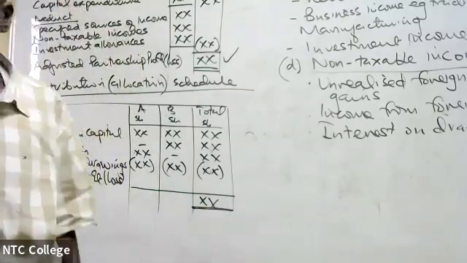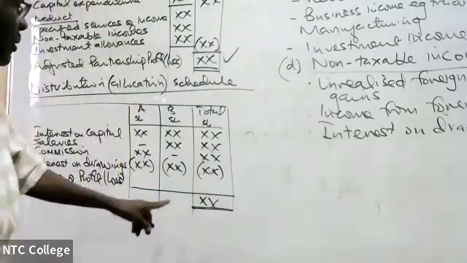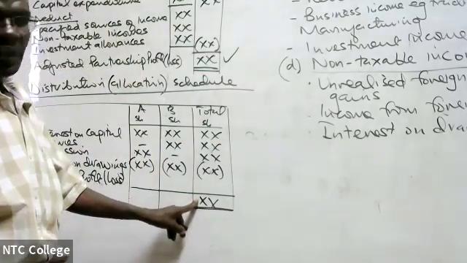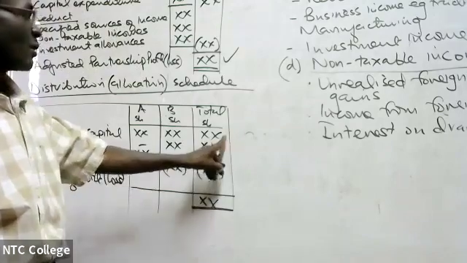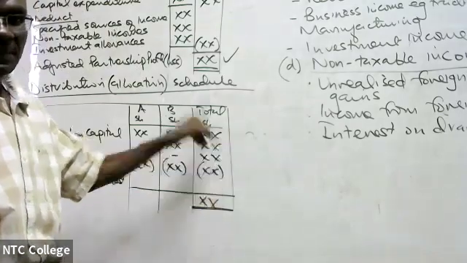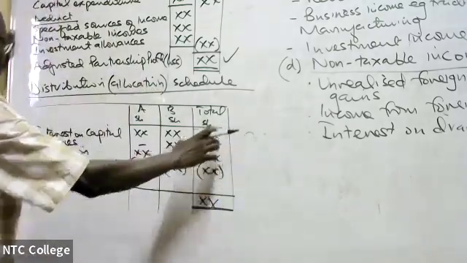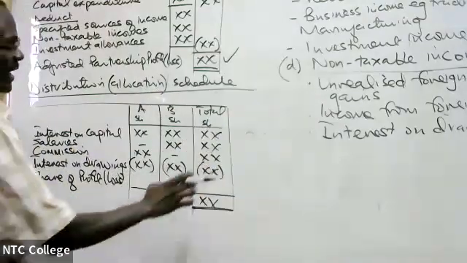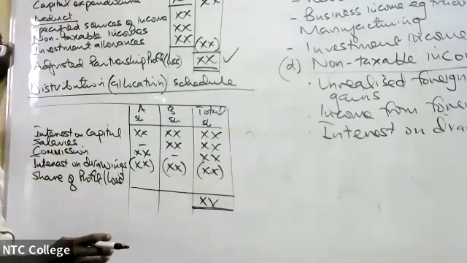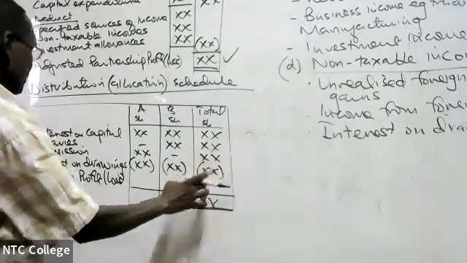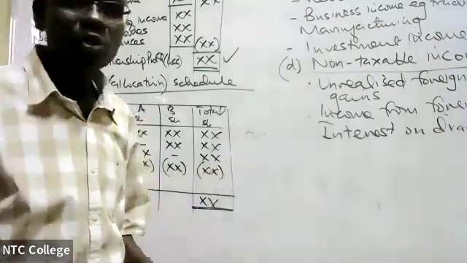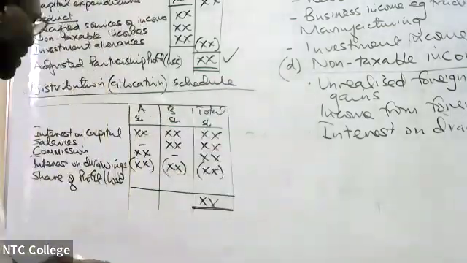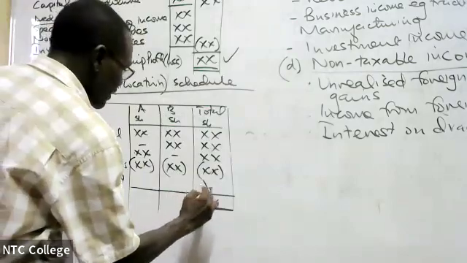So you take your calculator and input the adjusted profit. Then you subtract what was paid as interest on capital. You minus what was paid as salaries. You minus what was paid as commission. But you add interest on drawings because the partners are supposed to pay the business. So you add that. The result of what remains you put here.